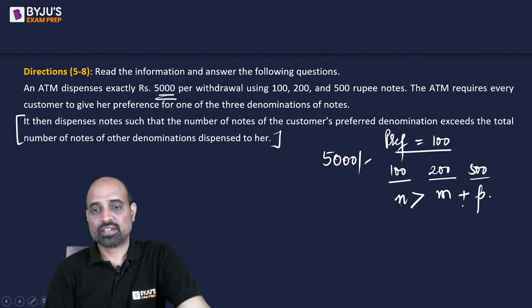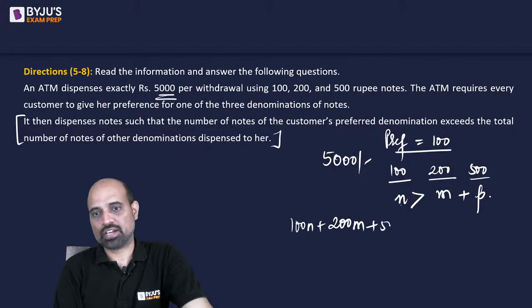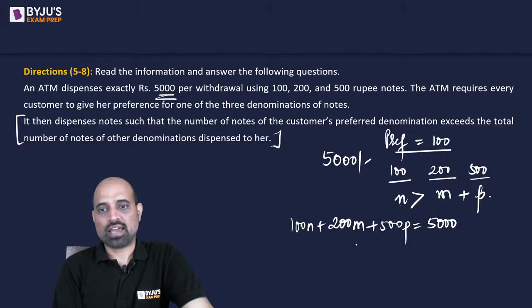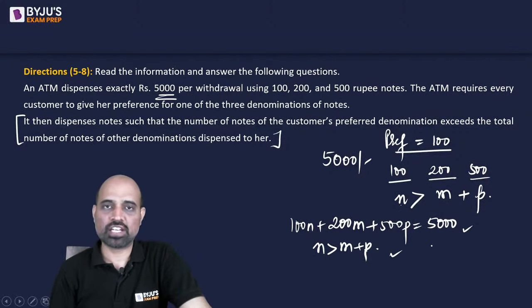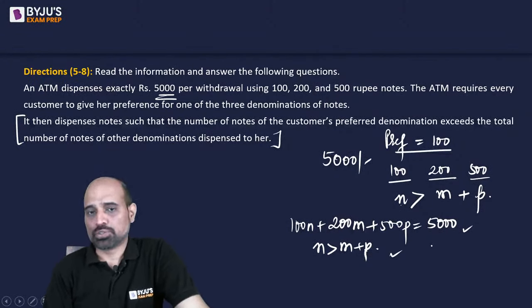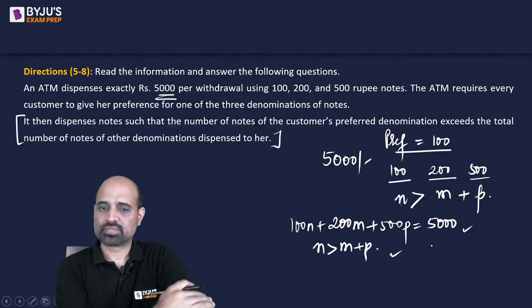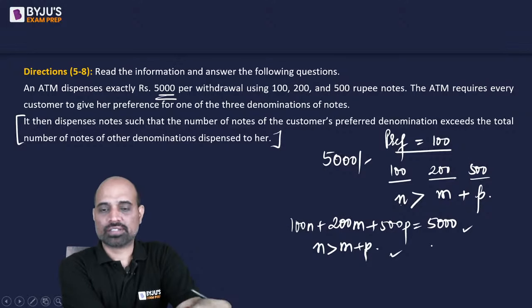Okay. So we can say that 100n plus 200m plus 500p is equal to 5,000. And n is greater than m plus p. So we have three variables, one equality, one inequality. It is very difficult to solve it that way. So it's better to use hit and trial, because there are more variables and fewer equations, right? Okay.